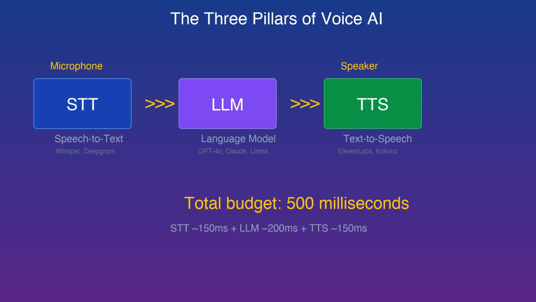What makes PipeCat special is its modularity. Want to swap from OpenAI to Claude? Change one line. Want to switch from DeepGram to Whisper? Change one line. The pipeline architecture means every component is independent and interchangeable.